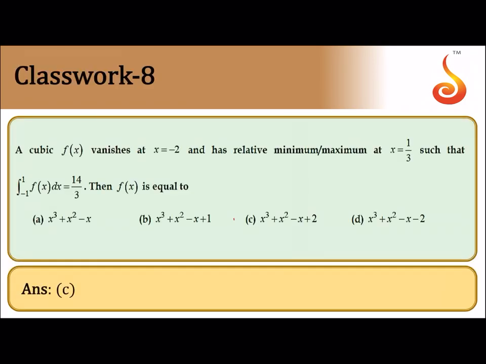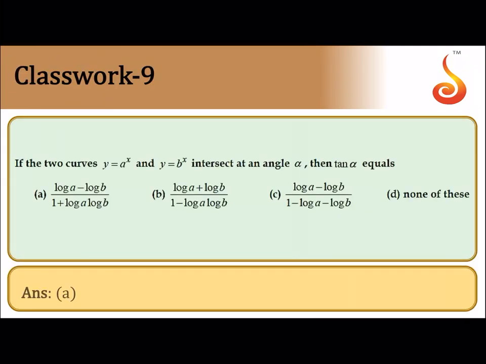We get 3 equations. This is the one equation. Another equation we got earlier with dy by dx equal to 0 at x equal to minus 1 and x equal to 1 by 3. So option C is correct. They are missed here. At x equal to minus 1 and x equal to 1 by 3, you are getting a minimum and maximum.